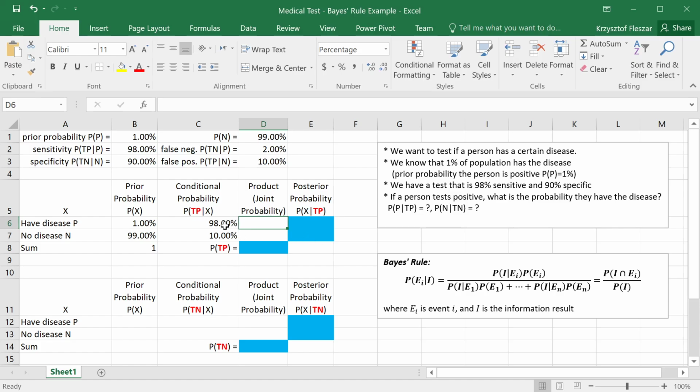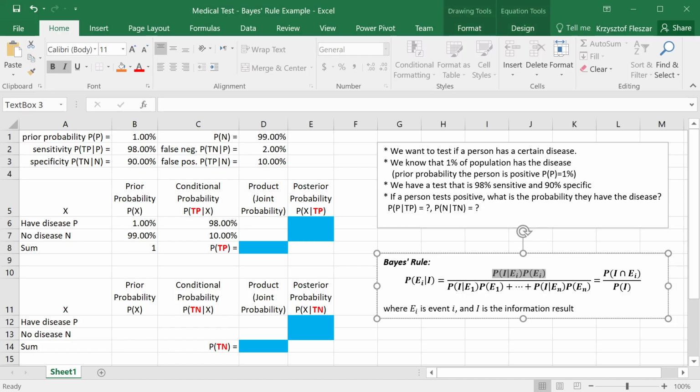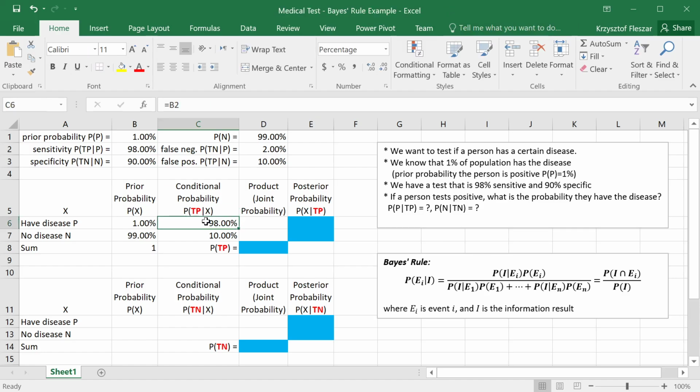Now, what do we need to do here? We need to calculate the product of these two probabilities that we calculated before. And this is called joint probability. So this is what you see here in the numerator or as elements of the denominator. They are the conditional probability of information given event times the prior probability of event. This is the first element, and this is the second element. So I can just say equals this times this conditional information. So this gives me a probability.